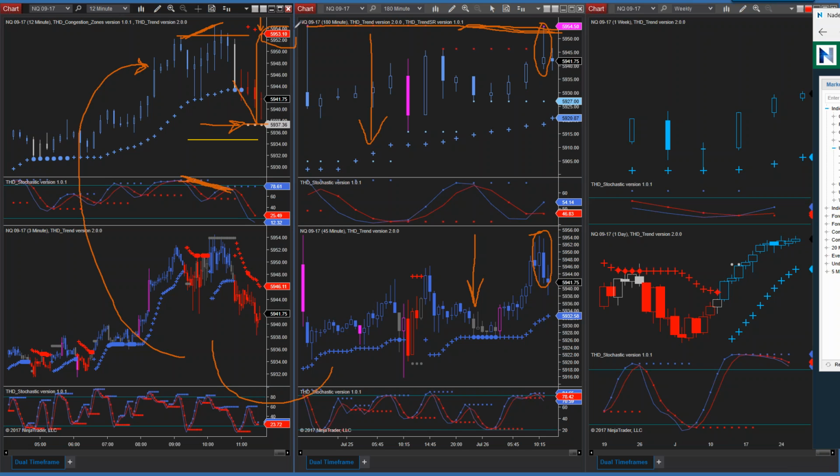So I already know, instead of trading the 3-minute, because it's probably going to break through this ATR, I'm going to wait and I'm going to let this get to 59.53, and that's where I'm going to try to short it.